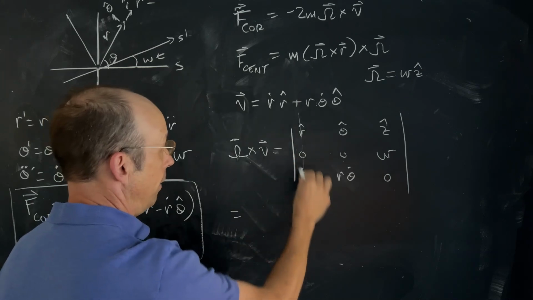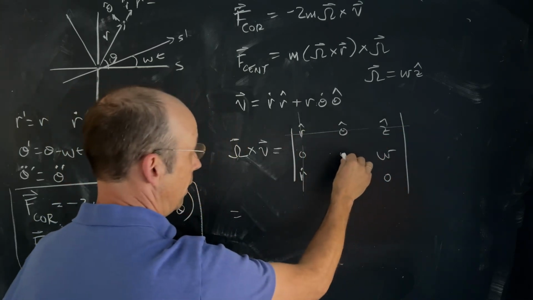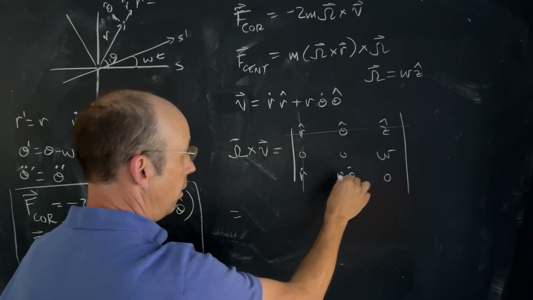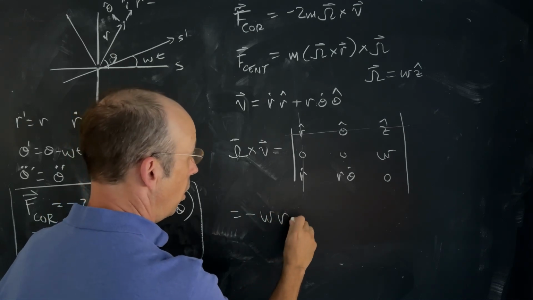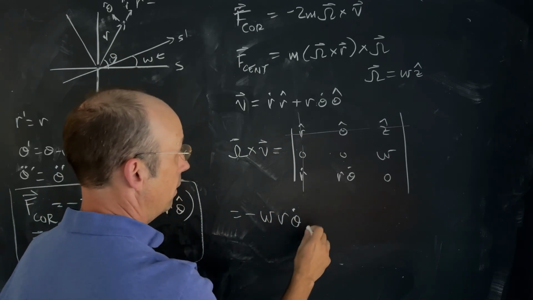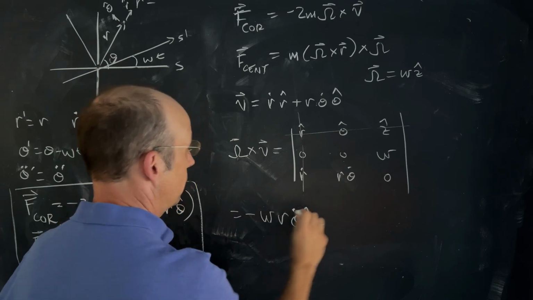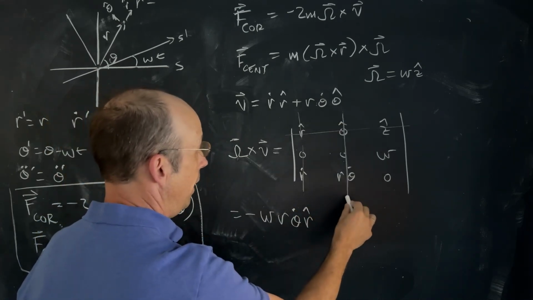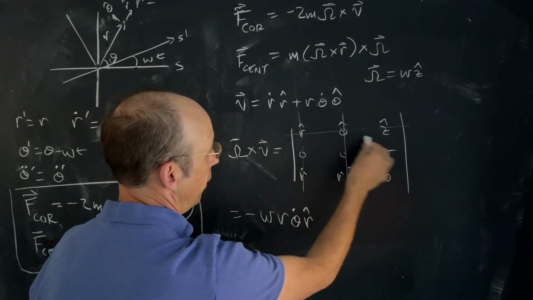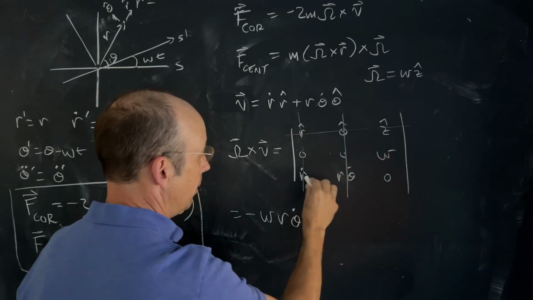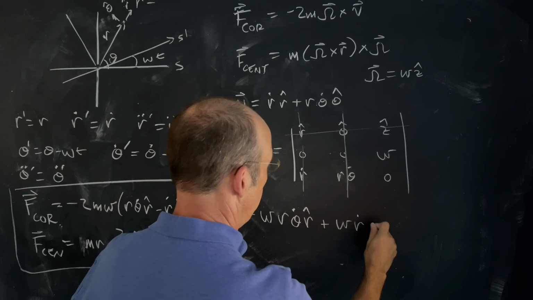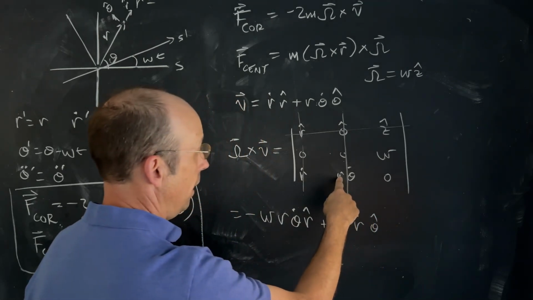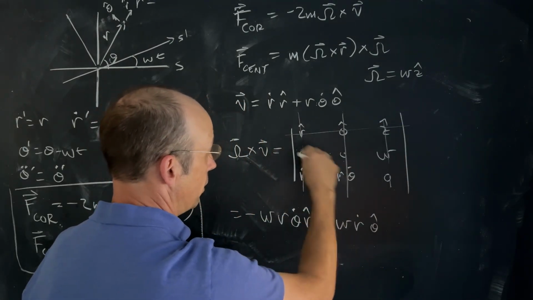So I'm going to expand about the r hat direction, and I get 0 times 0 minus omega times that. So I get minus omega r theta dot times r hat. Now I'm going to expand about this, and I get a negative term in front of that. So I'm actually going to go omega times r dot, so plus omega r dot theta hat. And then I'm going to expand about the z direction, I get 0.